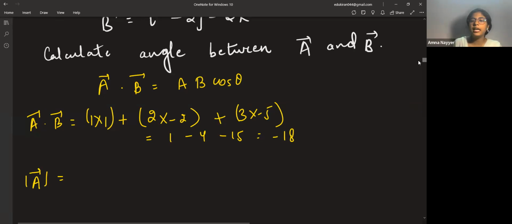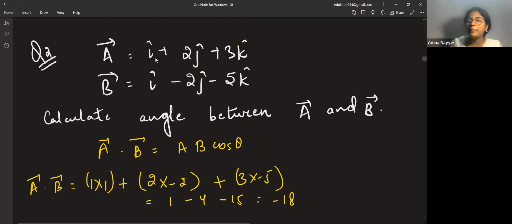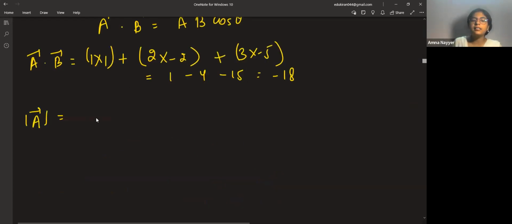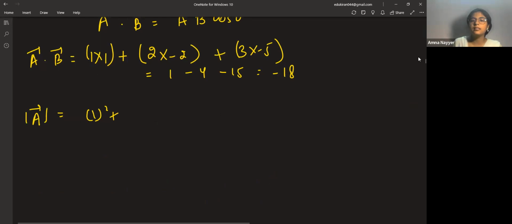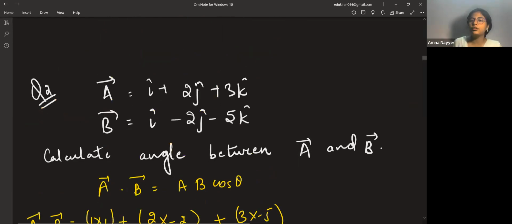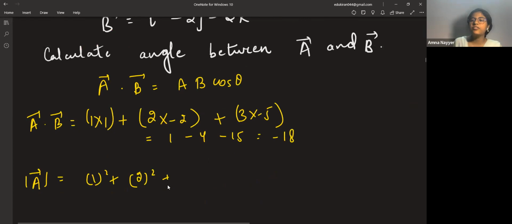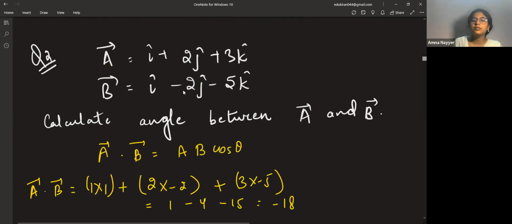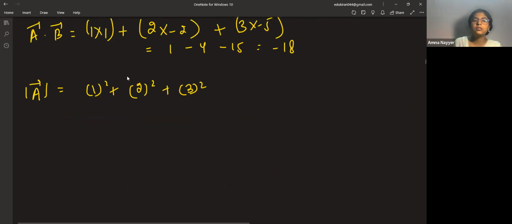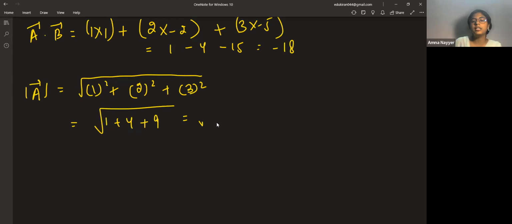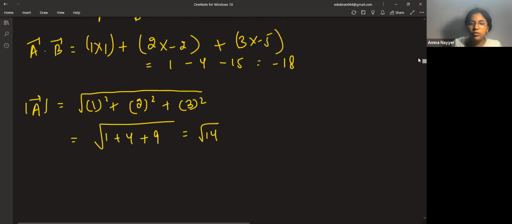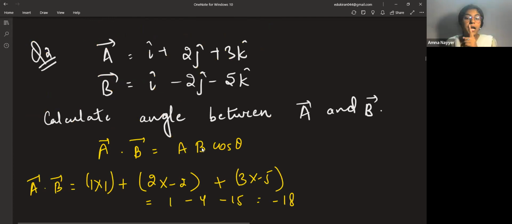See, what is the coefficient of I cap? It's 1. So we'll take 1 square. Plus, coefficient of J cap, it's 2. So, 2 square. Coefficient of K cap, 3. So, 3 square. So, this becomes 1 plus 4 plus 9. So, this is equal to root 14. So, what have we solved? We have found the magnitude of A. Magnitude of B is missing. Let's do the same thing to find out the magnitude of B.